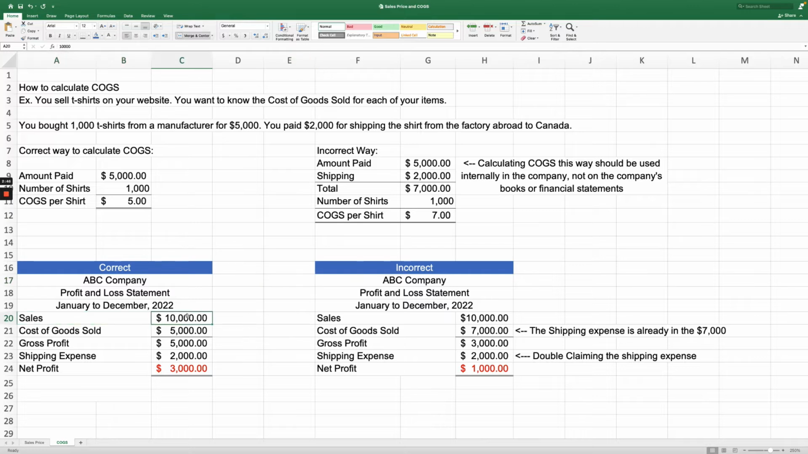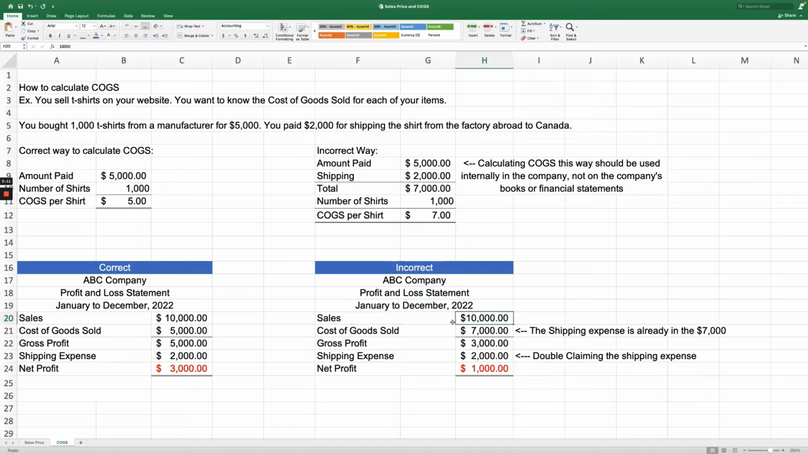Here, let's say I made the sales the same. The sales are both $10,000. So in the correct way, $10,000 minus the cost of goods sold of $5,000 gives you a gross profit of $5,000. Minus your shipping expense of $2,000, your net profit is $3,000. This is the correct way.